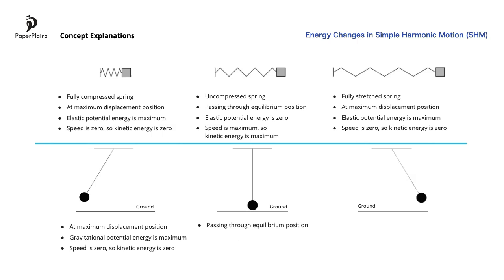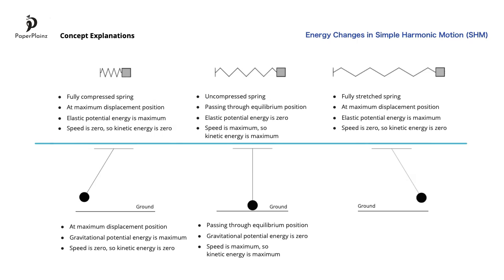If we assume that at this position height is zero, then we can conclude that gravitational potential energy is zero. Otherwise, we could say that gravitational potential energy is at its minimum. By now, all gravitational potential energy has converted into kinetic energy, so speed is a maximum and kinetic energy is maximum as well. After passing through the equilibrium position, the pendulum starts to gain height and lose speed.